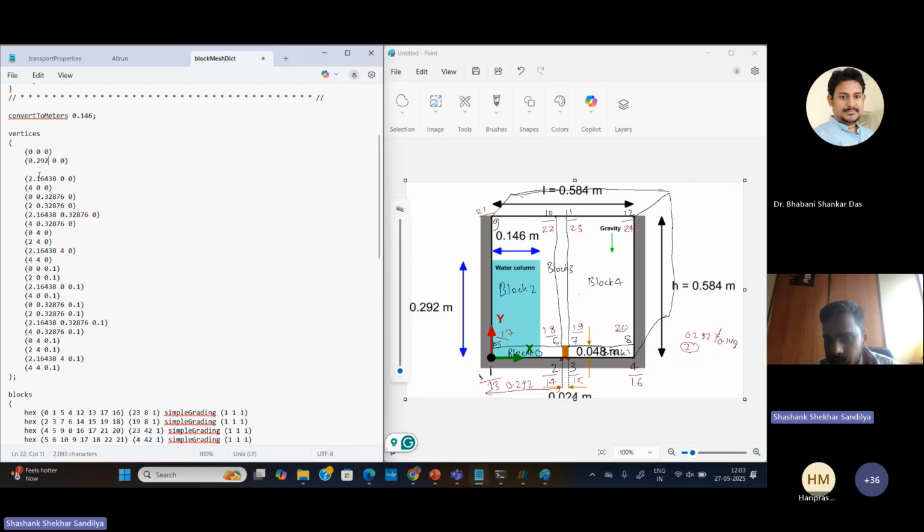The other one should be 0.292 plus 0.024. It comes up to be 0.316. The next is 4, which is 0.584. We change this to 1. We are not taking any conversion factor.